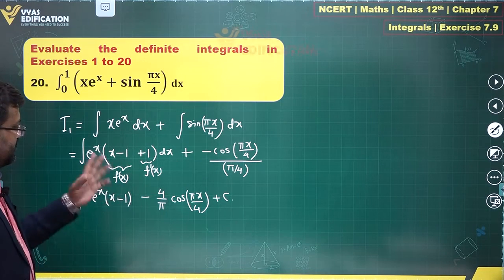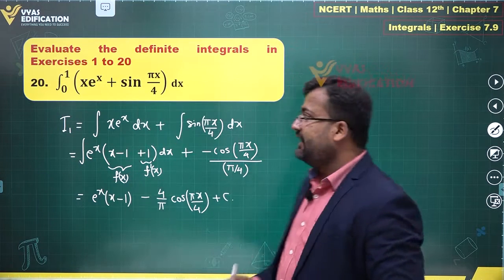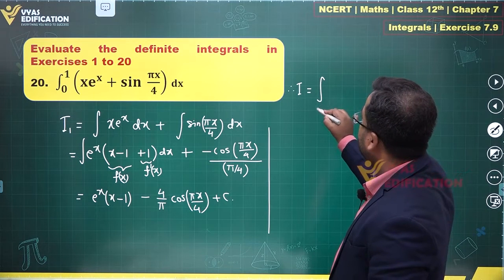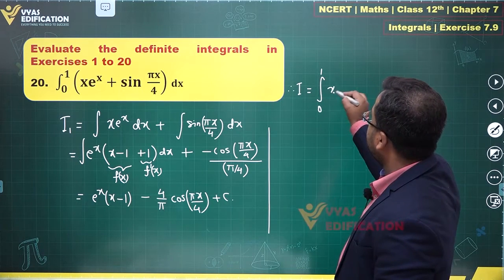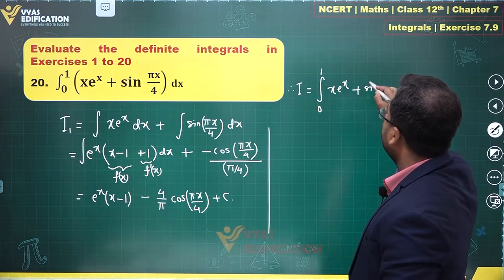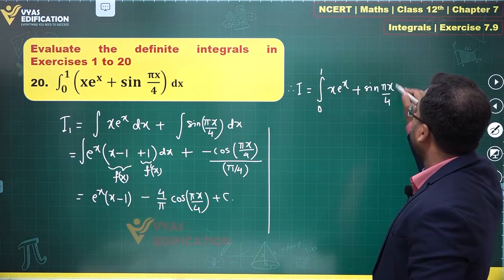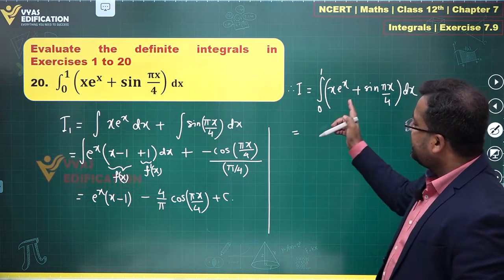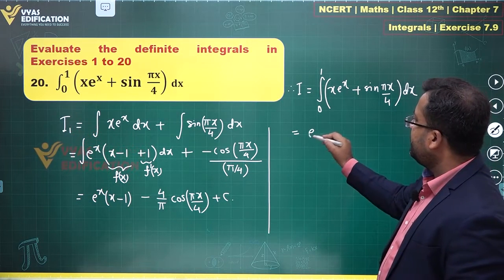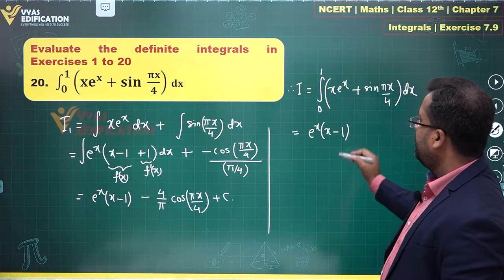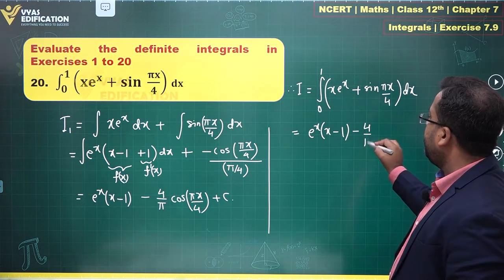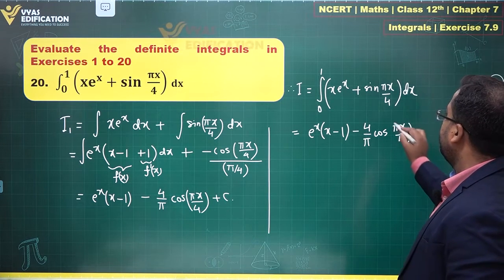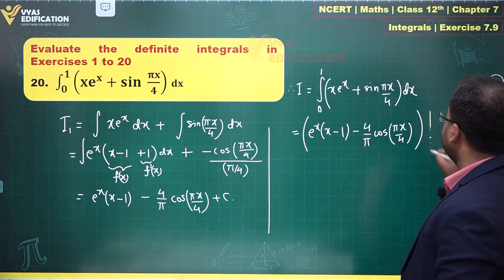That is okay, and this is also okay, right? That's a complete indefinite integral. Once you have found the indefinite integral, therefore I will be equal to the integral from 0 to 1 of x e power x plus sine pi x by 4 dx. This is further equal to what? X e power x, the integral will be this e power x times x minus 1, and you have minus 4 by pi for this cos of pi x by 4, and the limits will be from 0 to 1.